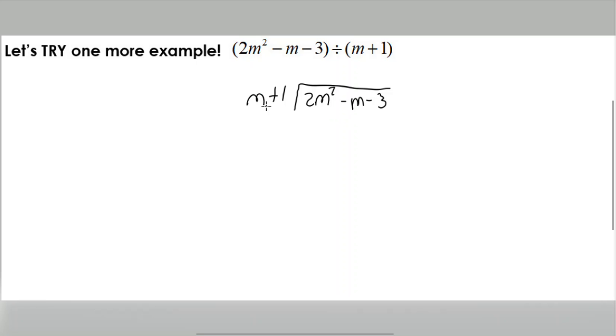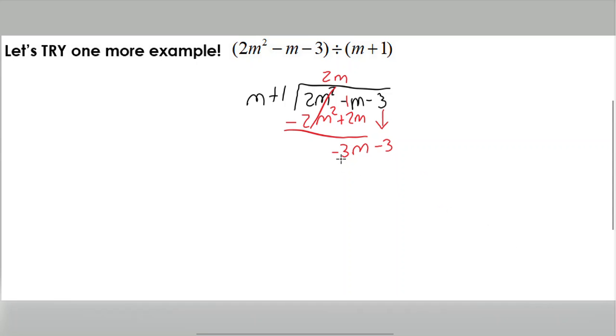So now I think to myself, what times m will give me 2m squared? Well, I know 2m. 2m times m will give me 2m squared. Now I also have to do 2m times this 1. 2m times 1 would be positive 2m. And now I subtract. 2m squared minus 2m squared cancel out. Negative m minus 2m, remember this is really negative 1m, so negative 1 minus 2 is negative 3m. And then I would bring down what's left over, that minus 3.